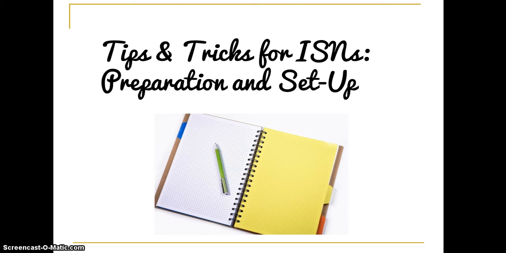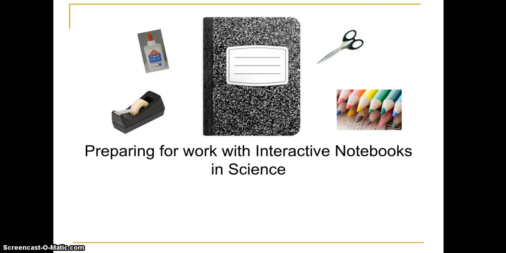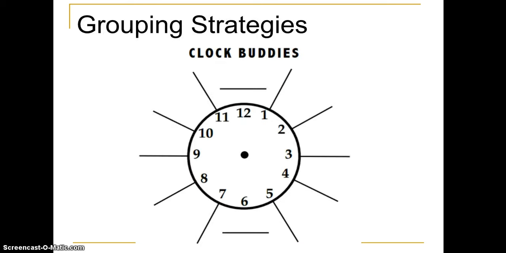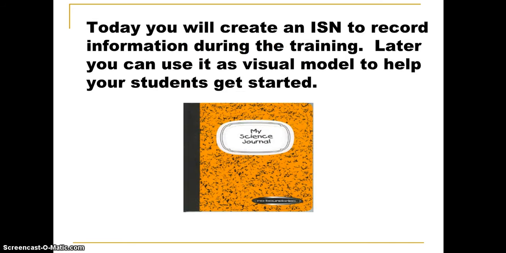In Module 2, titled Tips and Tricks for ISN's Preparation and Setup, you will have a general setup and discussion on where to start with ISNs. Here you see general supplies that you'll need for interactive notebooks. Then we will move into the cover page, table of contents, and grouping strategies, much like the one that you see here. By the end of this module, you will have created an ISN that'll serve as a visual for your students so they know their expectations in your classroom.